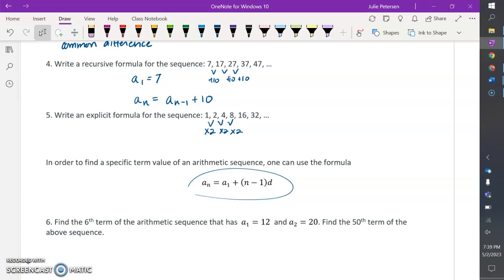Now, this is not an arithmetic sequence. This is actually a geometric sequence, which we're taking a little sneak peek at. So pause here and see if you can write an equation for this rule, and then come back and check our work.